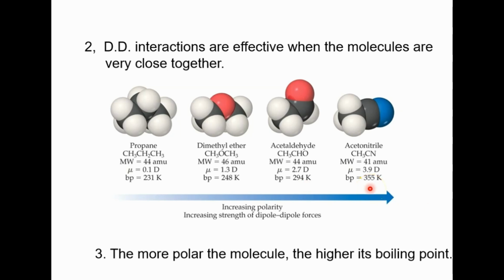Now acetonitrile, this is going to have a boiling point more close to water, perhaps. I think it might be above water. Let's see. 355 minus 273, 82 degrees. A little lower than water. So this increase in boiling point is due to the increase in the dipole force. The larger the dipole moment of the molecule, the more kinetic energy you've got to impart to break those apart to put it from the liquid into the gas phase. The more polar the molecule, the higher its boiling point.